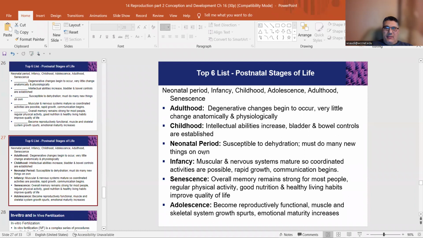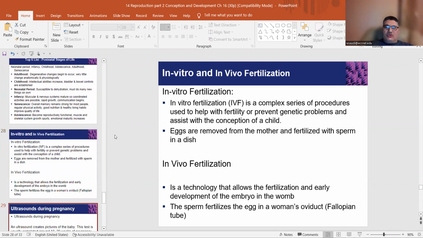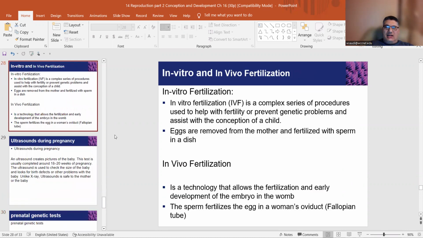So this is what's happening during each one of those periods. We start with the neonatal period, and then we go to infancy, childhood, adolescence, adulthood, senescence. Here are two more slides or three more slides that are important to know.